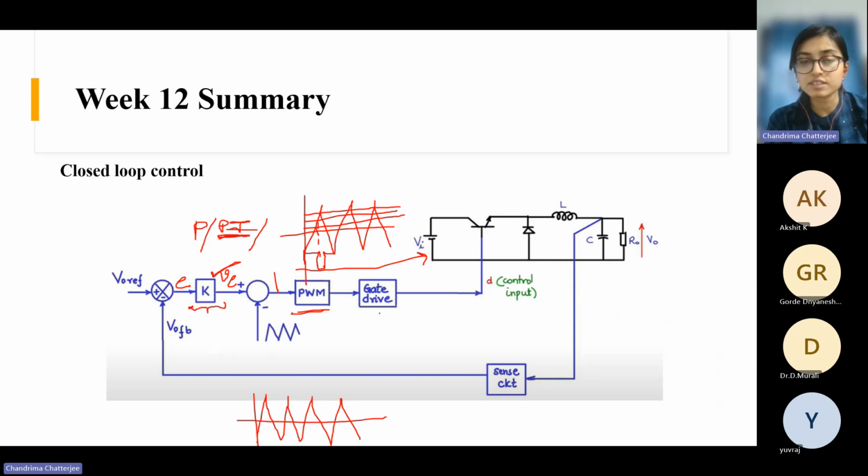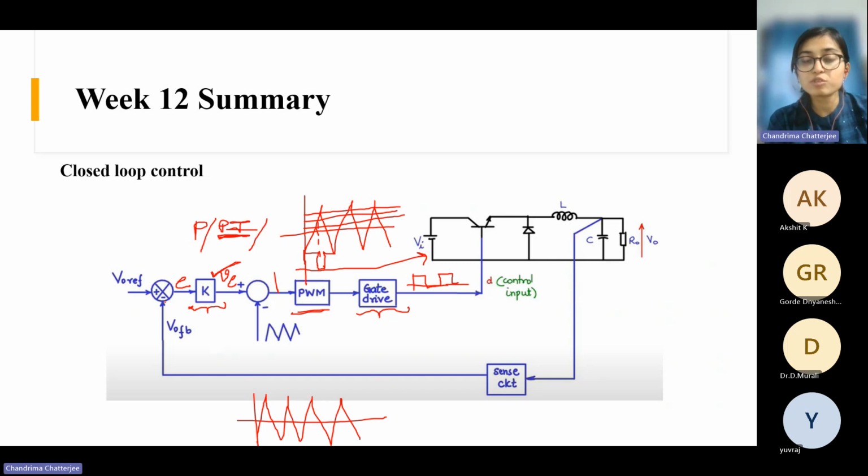After that, we have the gate drive signal. We have already seen what the gate drive circuit does. So from here, we get the actual pulses that we will feed to our switch, right?